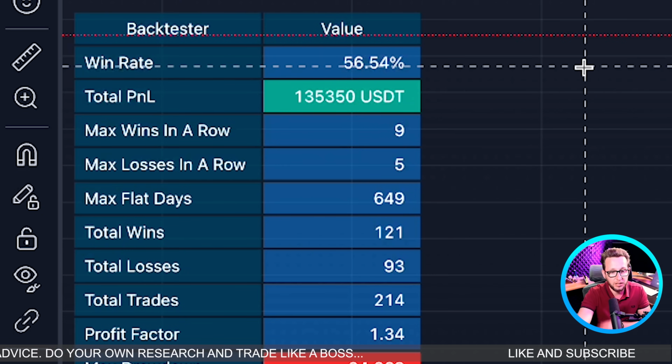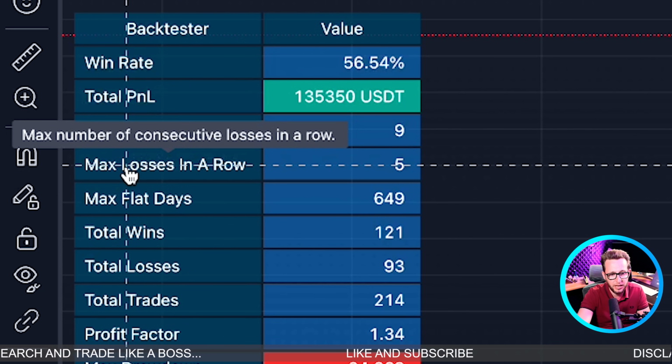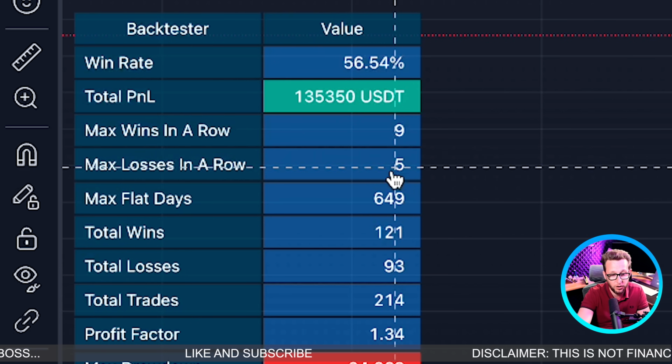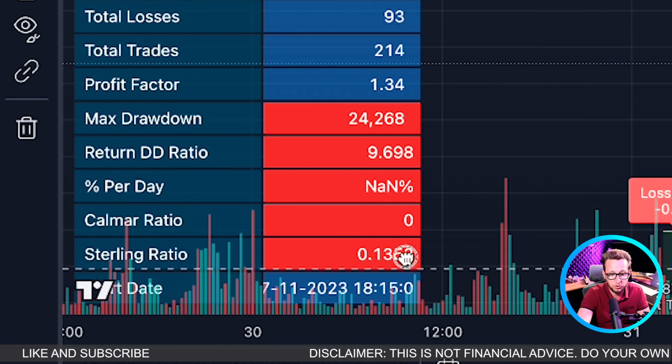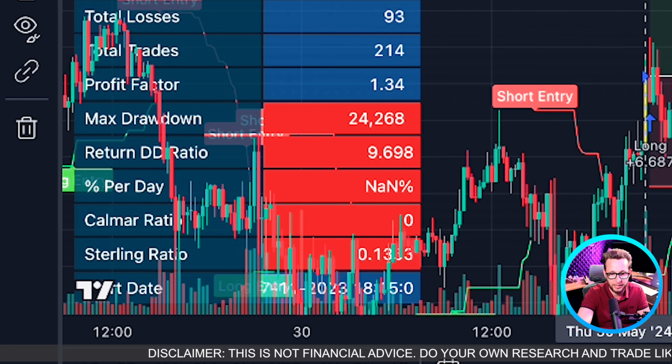Let's go over to the magical table in the corner over here. And as you can see, some of the other stats, max wins in a row was 9, max losses in a row were 5. That was for local data, like I said earlier, which goes all the way back to the 7th of November 2023.